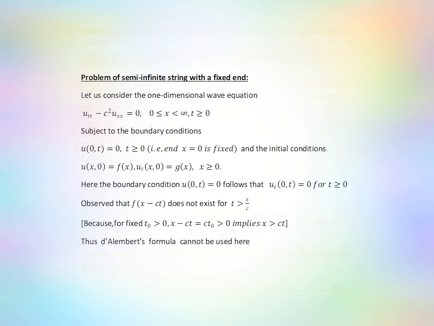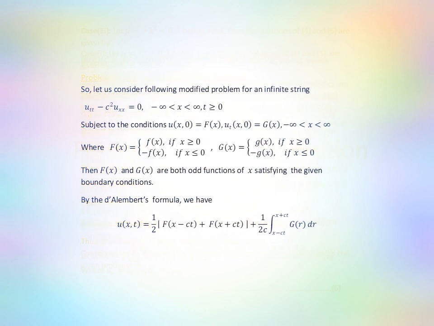We discussed this D'Alembert's formula in the previous class. I hope you read this term. So let us consider the following modified problem for an infinite string: u_tt minus c squared u_xx is equal to 0, where minus infinity less than x less than infinity, where t greater than or equal to 0, subject to the conditions u(x,0) equal to capital F(x), u_t(x,0) equal to capital G(x), where capital F(x) equals f(x) if x is greater than or equal to 0, and minus f(minus x) if x is less than or equal to 0, and capital G(x) equals g(x) when x is greater than or equal to 0, and minus g(minus x) when x is less than or equal to 0.